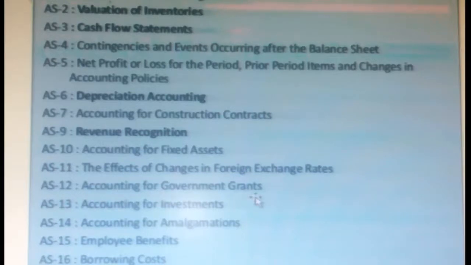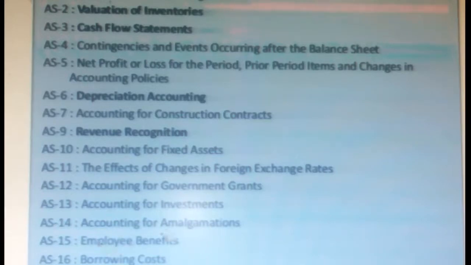Then AS12, accounting for government grants. So as you know, what are grants? The government gives grants and some aid, correct, to assist the business, to run the business smoothly, correct. That is how they are going to account. That will be discussed in accounting standard 12, accounting for government grants. Then AS13, accounting for investments. How are we going to account for investments? They will give the guidelines. How you are going to calculate the investments, correct.